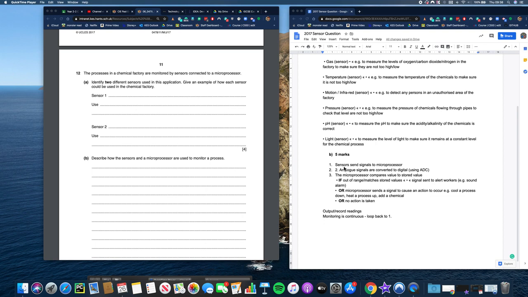And if it matches it, or it's within a range, then obviously it might send a signal to alert the workers, or send a signal to raise an alarm. Something might happen to that extent. Or it sends a signal to cool the process down, heat it up, add a chemical, anything that might be reasonably occurring in a sense of a chemical factory. Or maybe no action is taken because it's a value that's perhaps a temperature and pressure that's within the range.